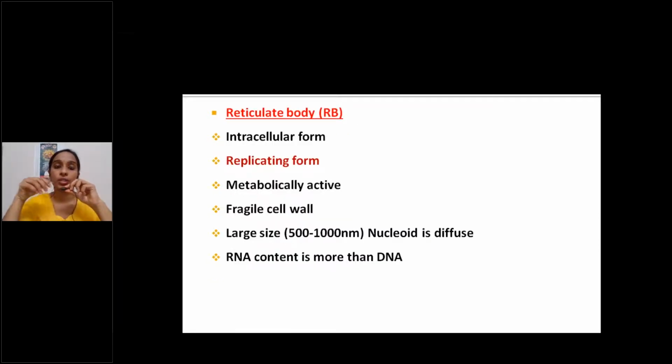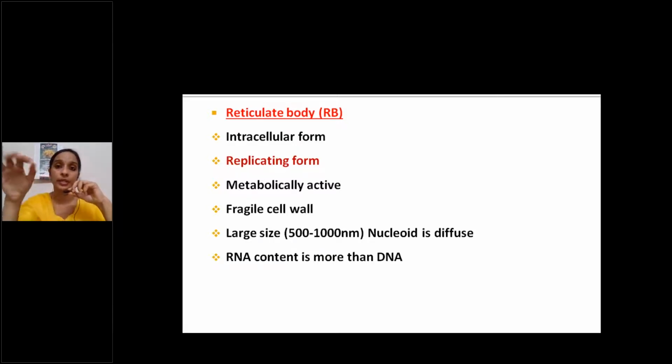Next, the second morphological form, the reticulate body. The reticulate body is always the intracellular form. It is always present inside the cell. Another important characteristic is that this is the replicating form and the metabolically active form. The elementary body is the only infectious form, but it is metabolically inactive and not replicating. The reticulate body is the replicating form. Small tip: reticulate body, replicating form.